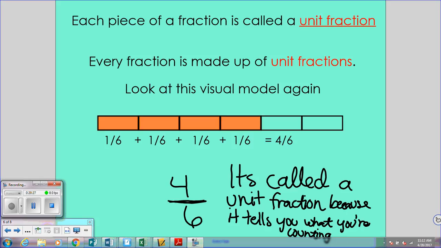What if my pizza was split into 8 pieces? My unit fraction would be eighths. I would count 1/8, 2/8, 3/8. You see what I'm saying? So your unit fraction is kind of like your unit. It tells you what you're counting. 1 slice, 2 slices, 3 slices. I might say 1/6, 2/6, 3/6. It tells you what you're counting. That's really important. You're going to need to know that with fractions. Okay? Yes, ma'am.